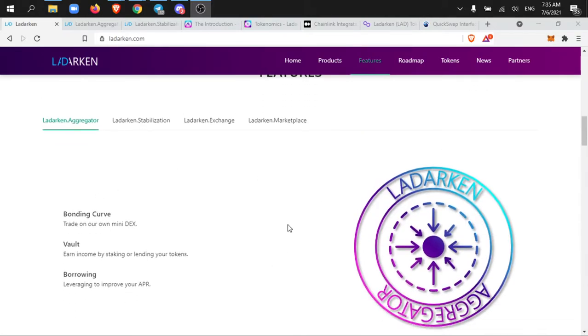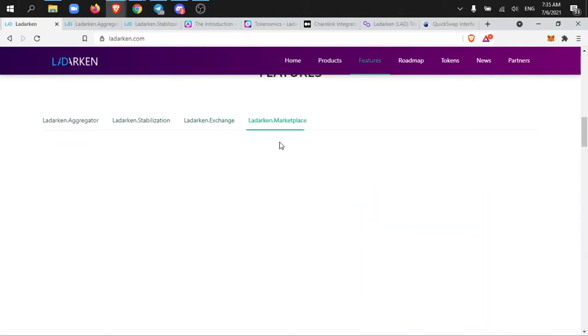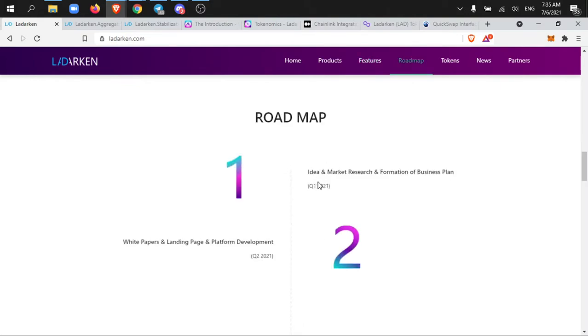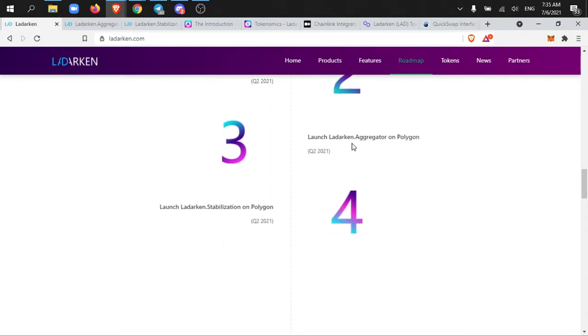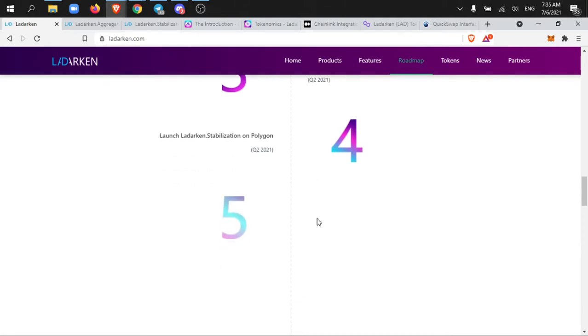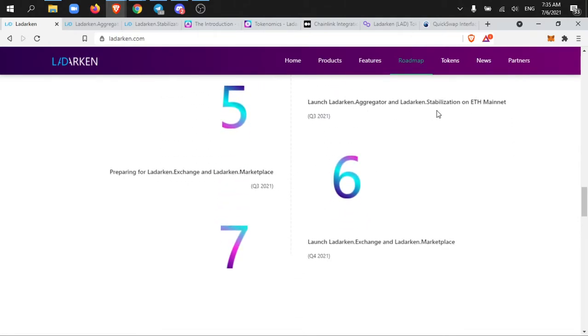This is more information about the different things that they want to do. Again, here's their roadmap: idea and market research for Q1, white papers and landing page for Q2, launch LADARKEN aggregator on Polygon, launch LADARKEN stabilization on Polygon, launch aggregator and LADARKEN stabilizers on ETH, preparing LADARKEN exchange and LADARKEN marketplace, and then launching them in Q4 of this year.